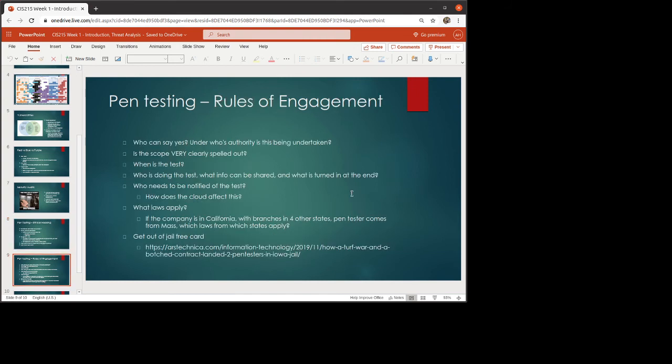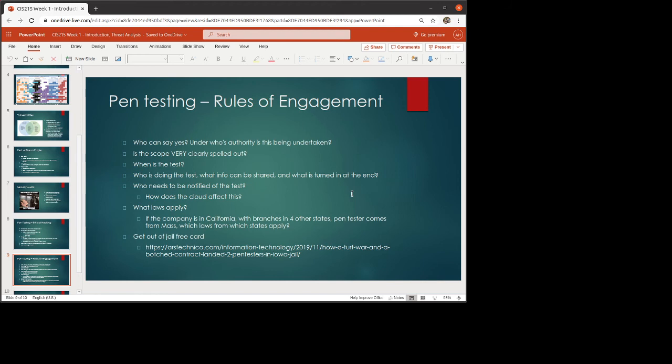We have what's called the rules of engagement. When we have pen testing, we have to think about who can say yes. We can't have some random person, you know, the janitor, come and say, hey, could you please pen test Acme Corporation for me? We have to think about who can hire for pen testing. We have to make sure that we have what's called the scope clearly spelled out. The scope is what is allowed and what isn't allowed.